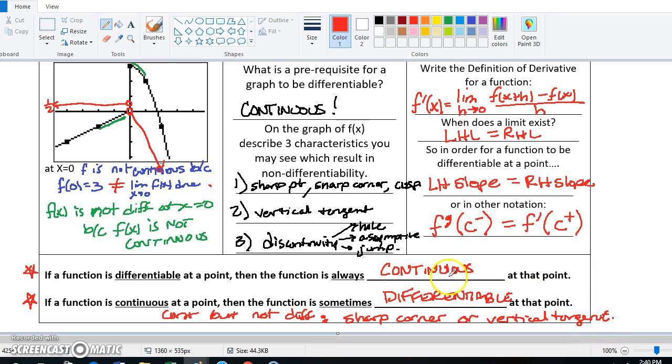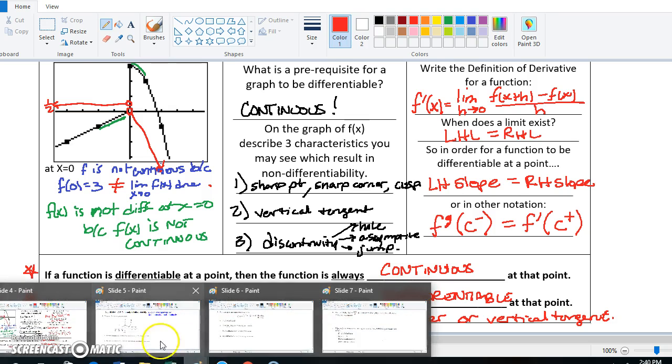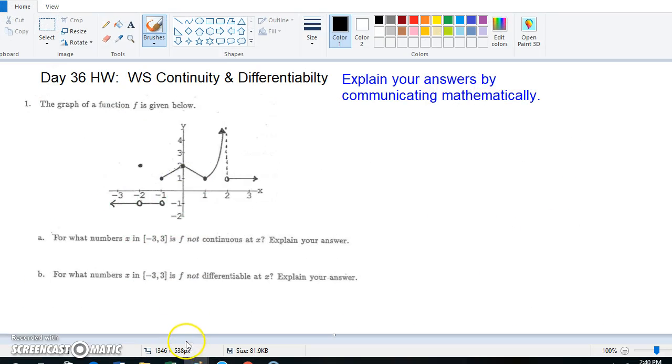Okay, these are the only notes that we did in class today. What we did next was we started to look at homework. On the back of the worksheet, or if you're getting it from the website, it's 2 different pages, there's a worksheet on continuity and differentiability. This is spelled incorrectly, but okay.